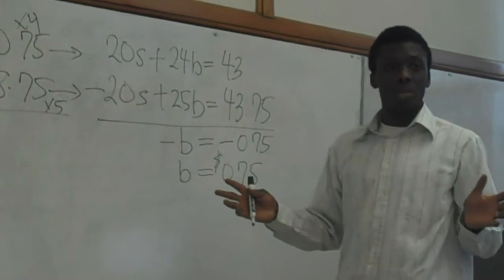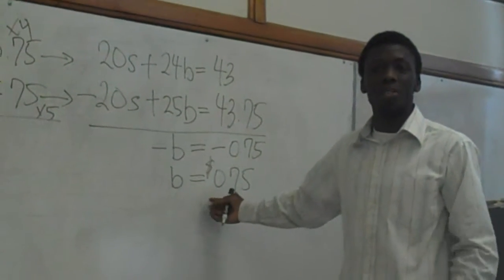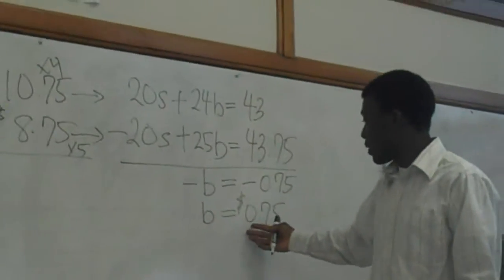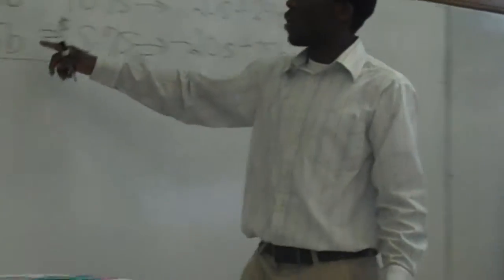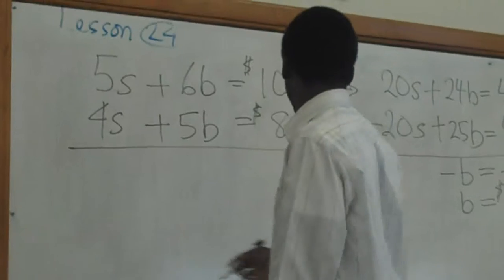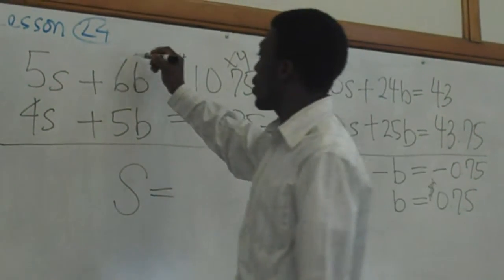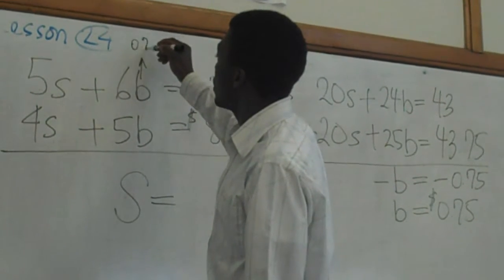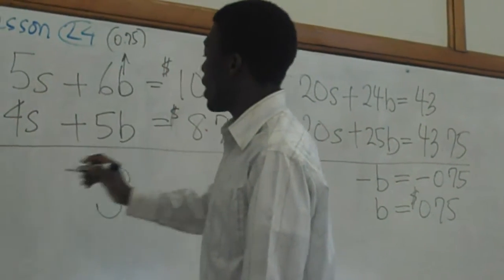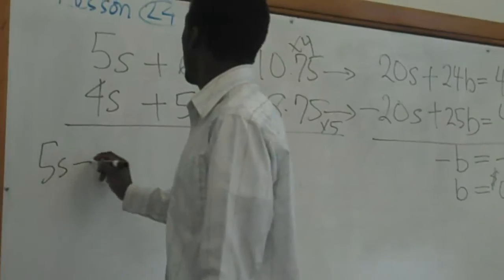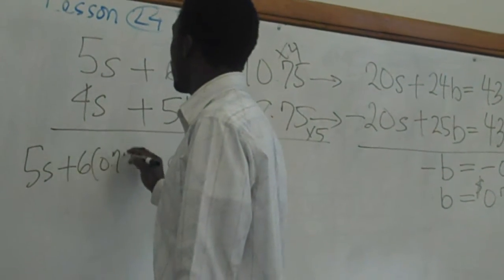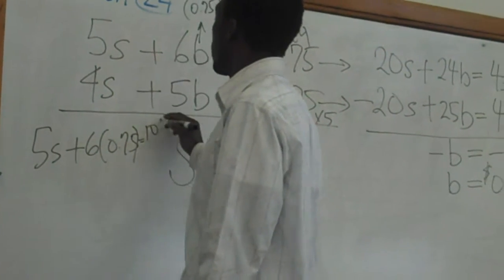We don't know where she shops, so we can't analyze that. But that's a reasonable answer, right? 0.75. We take that and we plug it back into our first equation, and that will give us a value for S. So again, we come here and we put 0.75. So we have 5S plus 6 times 0.75 is equal to 10.75.